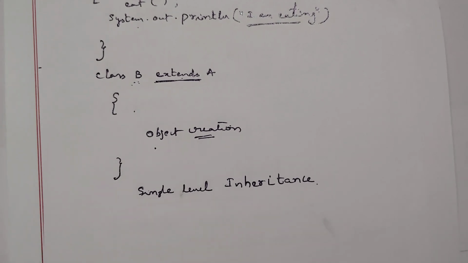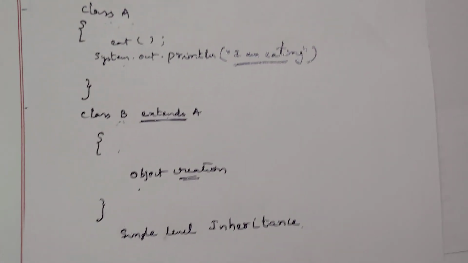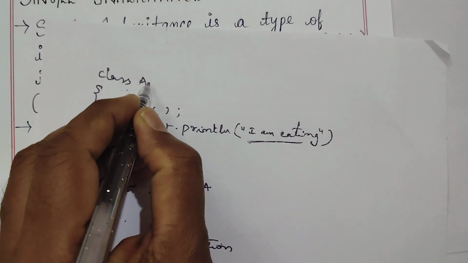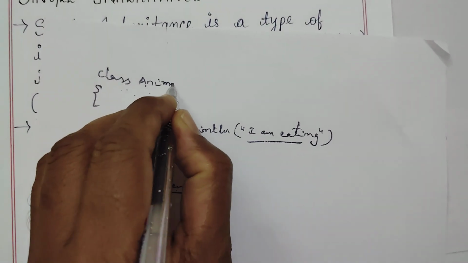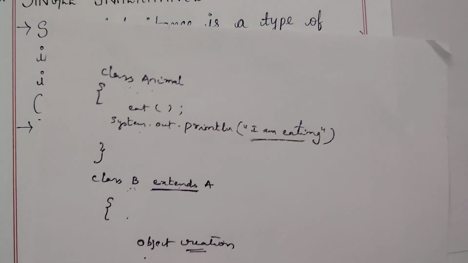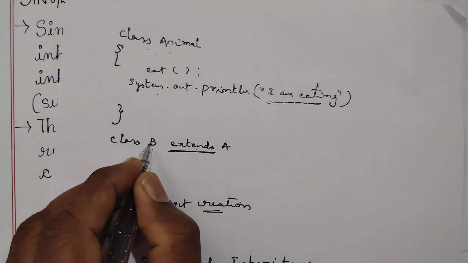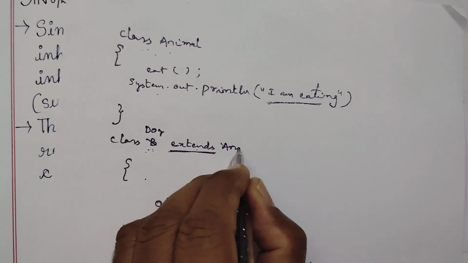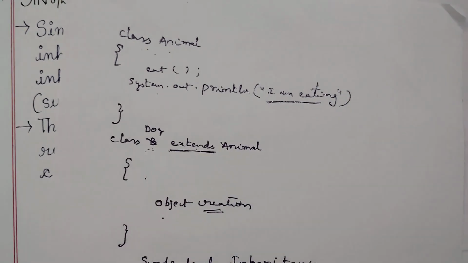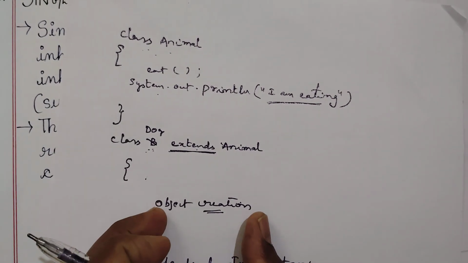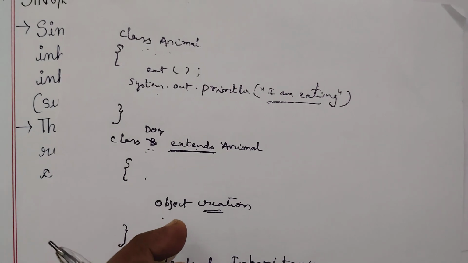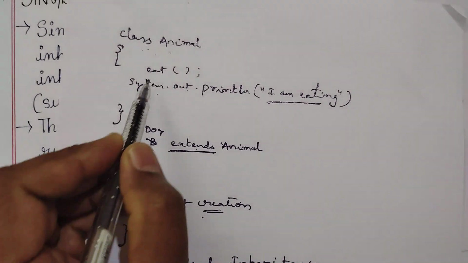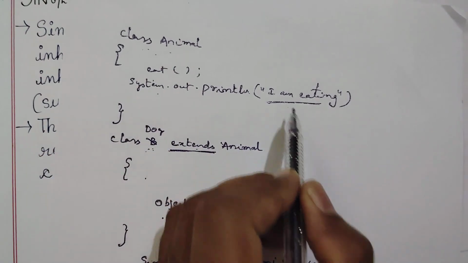Suppose class A becomes animal. The class B becomes, if you write, dog extends animal. We created one object. We are creating the object here and calling the method from here, eating, and "I am eating" will come.